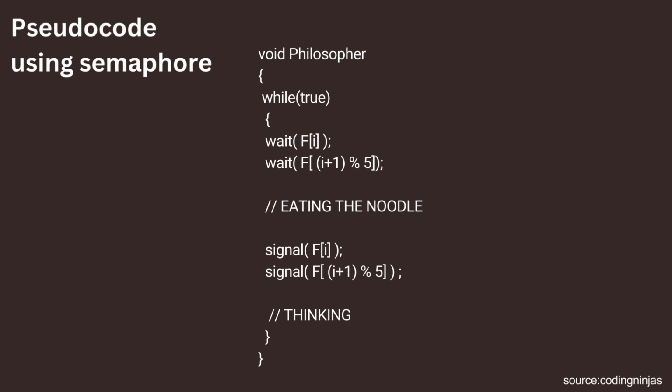Once a philosopher has successfully picked both forks, they can eat for a certain amount of time. After finishing eating, the philosopher releases both forks by incrementing the corresponding semaphore values. Then make forks available for other philosophers to use. The philosopher then goes back to thinking or performing other non-fork related activities.